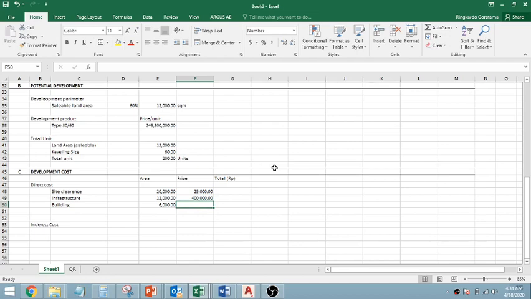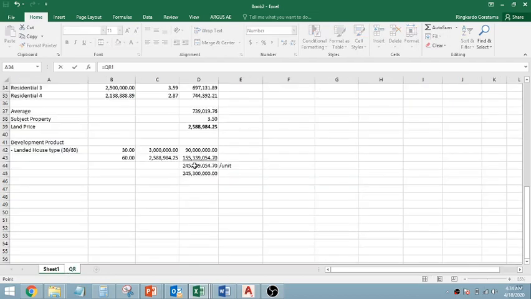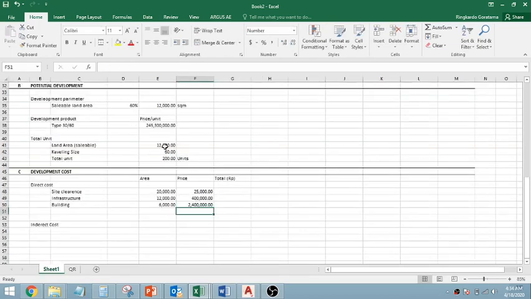So let's say for the building cost, we put in our assumption the selling price is 3 million. Let's say it's only 80% of the selling price, so 20% is the margin. So we can calculate the total cost. This is the total cost.